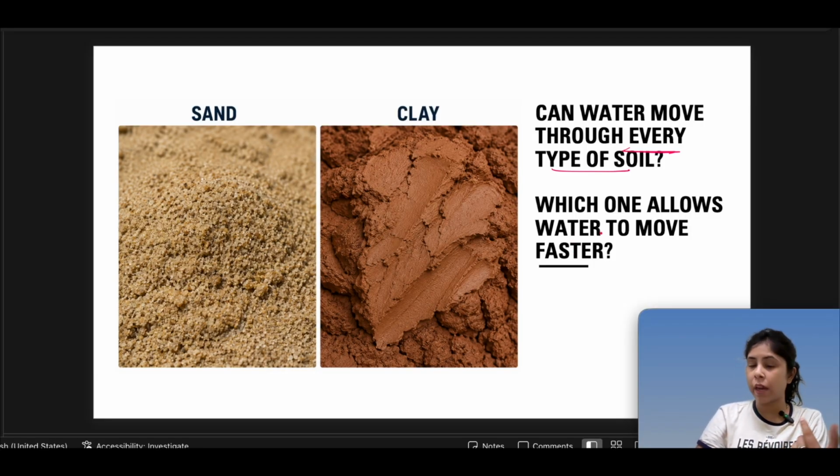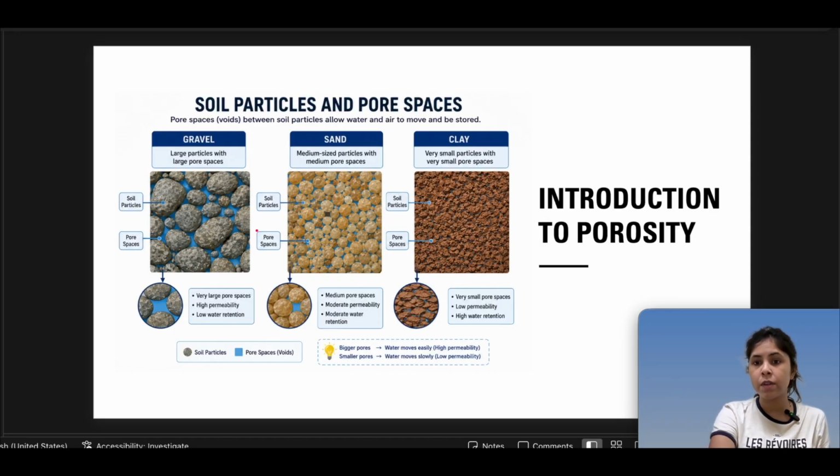The next question is, which one allows water to move faster? Will it move fast in sand or will it move fast in clay? That will be answered with the term called porosity, and there is one more term called permeability. So we will be studying porosity next.